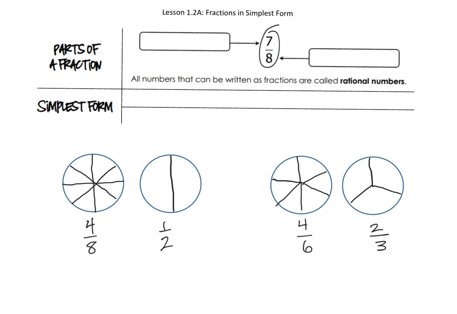The number 7 is in the top, and that's called the numerator. Okay, so numerator always means the number in the top. And then 8 would be the denominator because it's in the bottom. So the bottom number is called the denominator when we're talking about fractions. Okay, so numerator and denominator.